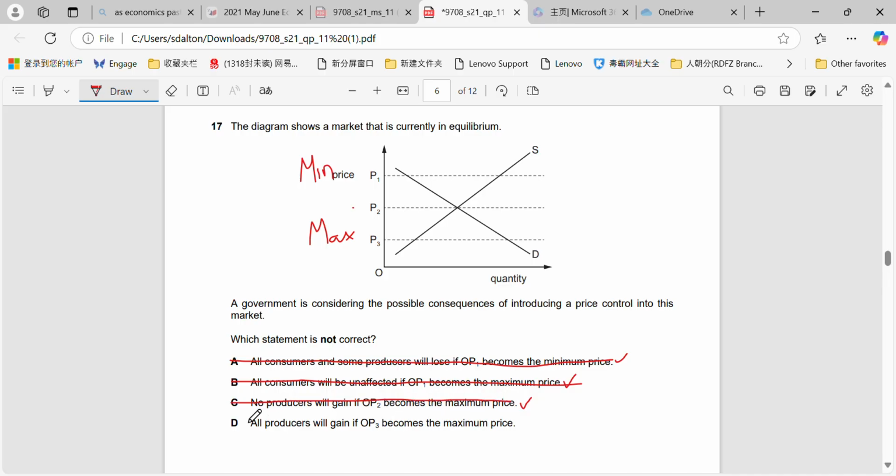All producers will gain if OP3 becomes the maximum price. That statement is not correct. If OP3 becomes maximum price, then the producers will not benefit because they are supplying less and receiving less for their product, and it creates the shortage down here where demand is higher because the price of the product drops, and the producers will not gain because they'll be receiving less money for their product.